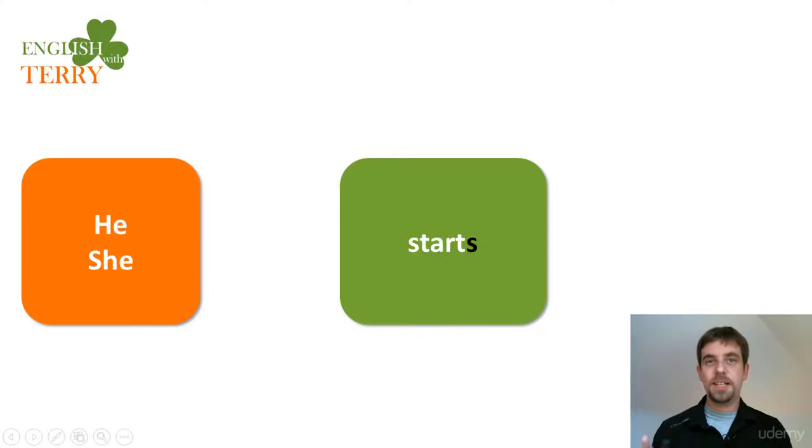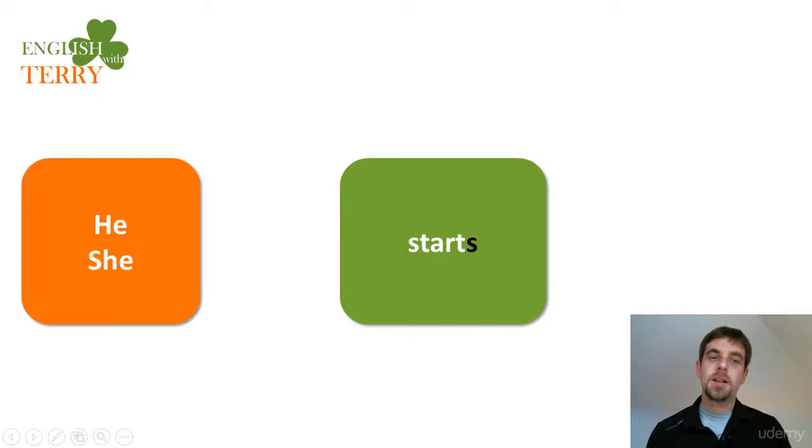So this is the crucial point. He or she, in the present tense, you see the little s? You cannot forget the s. He or she starts, right? He or she wants or needs or talks. Many people forget the s. Don't be one of those people.